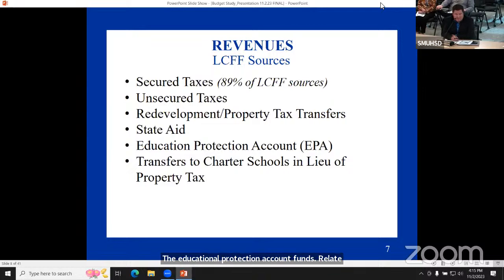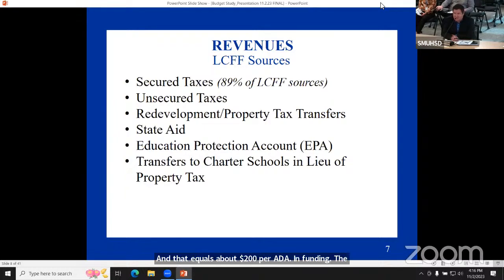And the Educational Protection Account funds relate to Proposition 30, which, if you remember, was that increase in taxes on high earners in the highest tax bracket, back 10 years ago plus, that were reauthorized through Proposition 55. And that equals about $200 per ADA in funding.